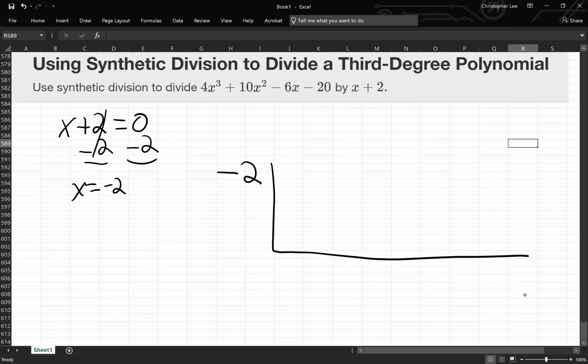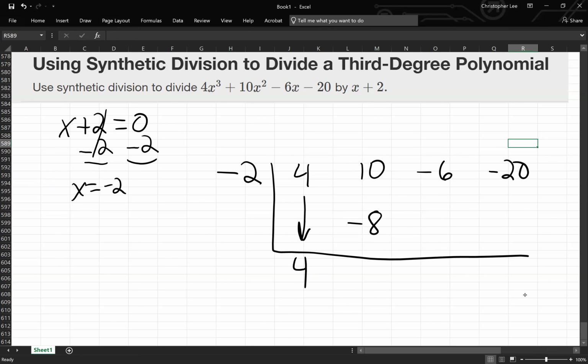Let's write down the coefficients of the polynomial here. So I have 4, 10, -6, -20, right? First things first, bring down the first term. Now, -2 times 4 is -8.